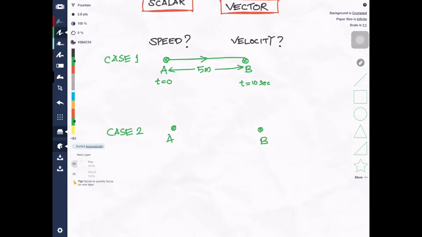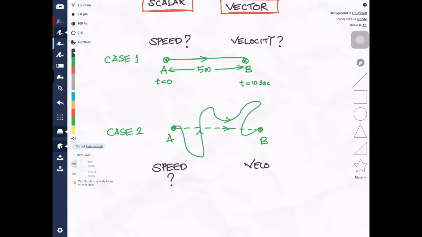Now take case 2, where the path from A to B is not a straight line, it is a bit curved, and we can say the distance from A to B is 25 meters because it is not a straight line. So we have two points A and B. In the first case it is a straight line, and in the second case it is a bit bent, and here we should understand the difference between speed and velocity.